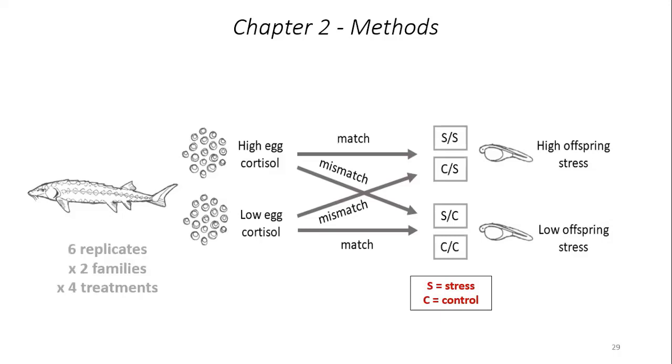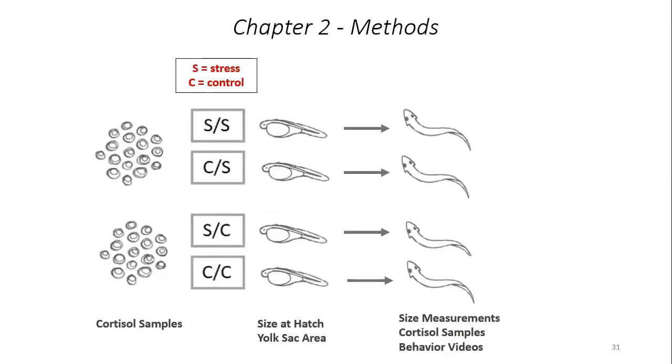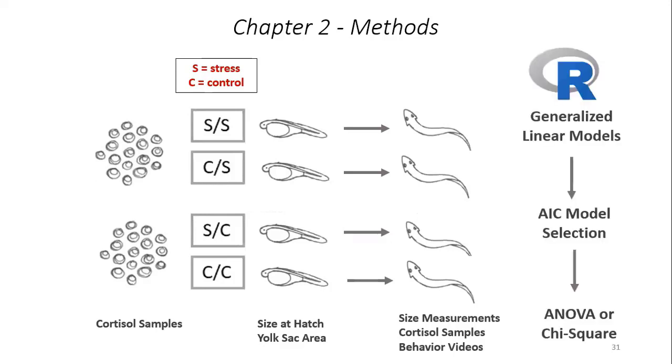And I did this for 2 different families, so I ended up having 6 replicates for each of the 2 families for each of the 4 treatments. And with both families, this is the full experimental design. And here's the data I collected. So the egg stage, I collected cortisol samples. At hatch, I measured size and yolk sac area. And at the larval stage, I took size measurements, cortisol samples, and behavior videos.